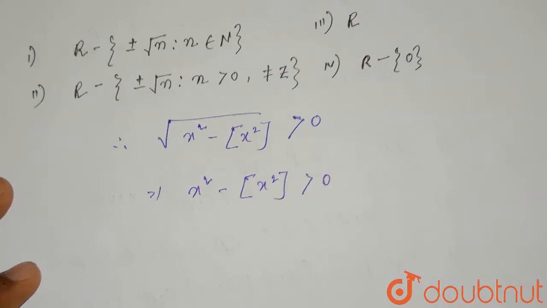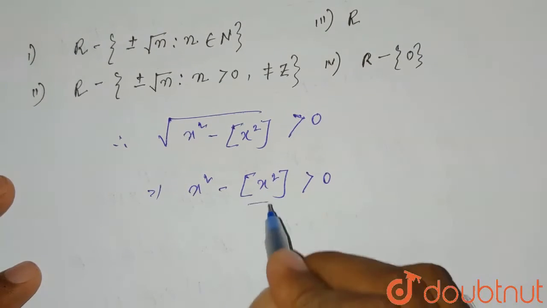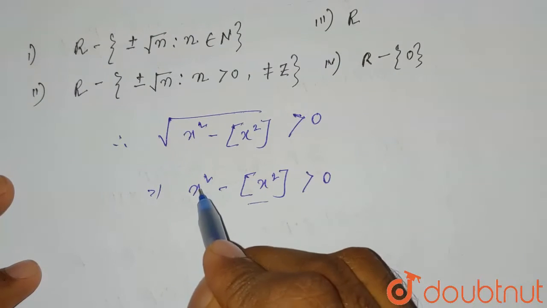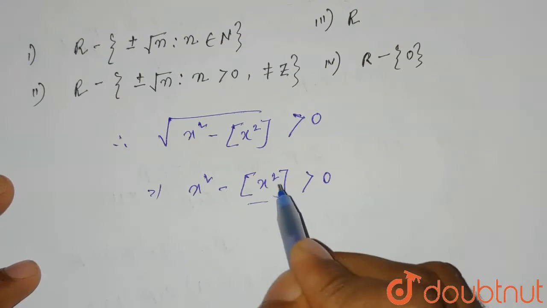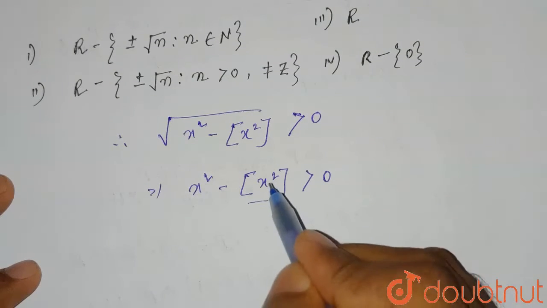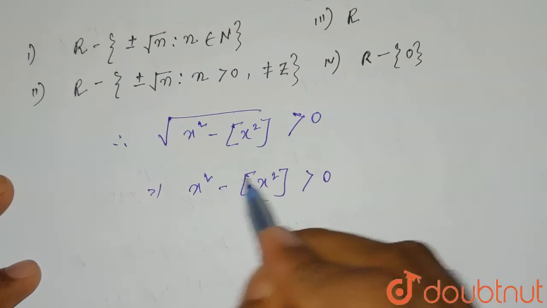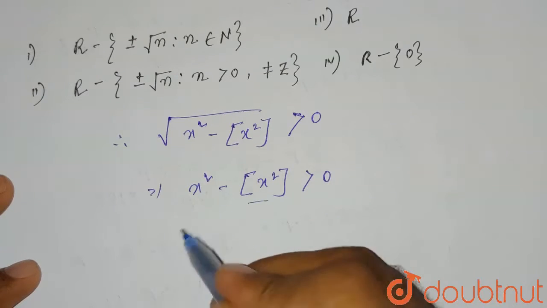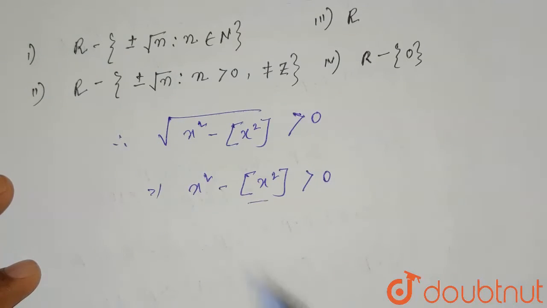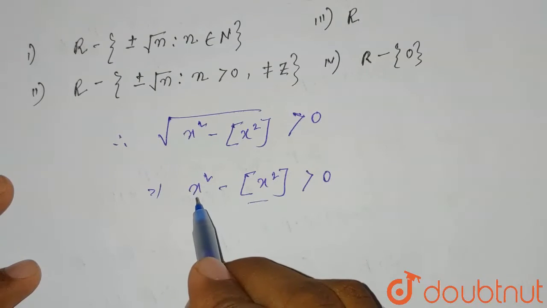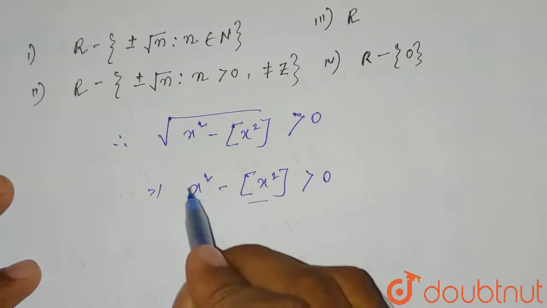Now here this is the greatest integer function. If we take 1, here it will be 1 square, that means 1, minus the greatest integer function of 1, which will be 1. Similarly 2 square, 3 square, 4 square, and so on up to infinity. All the numbers, if they are integers, will be equal to the previous number. That means ultimately the subtraction will become 0.